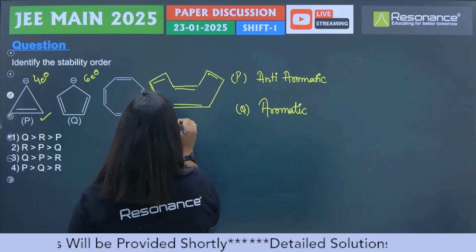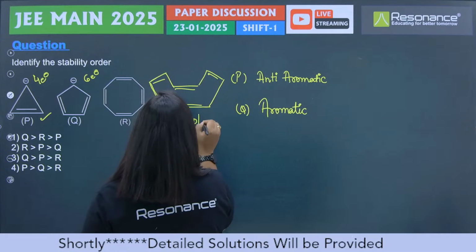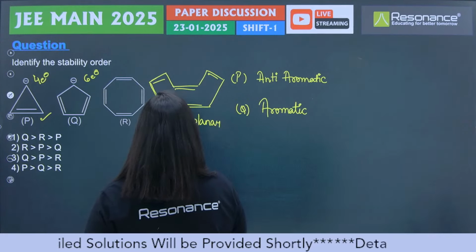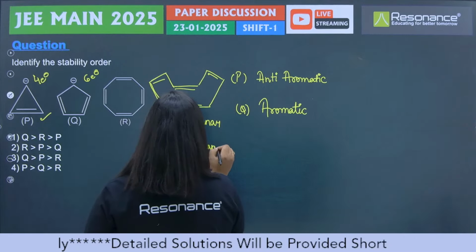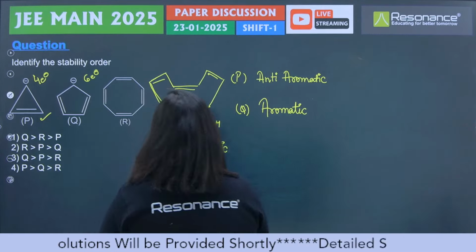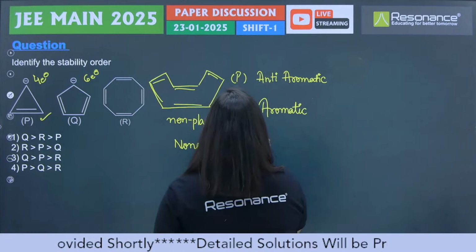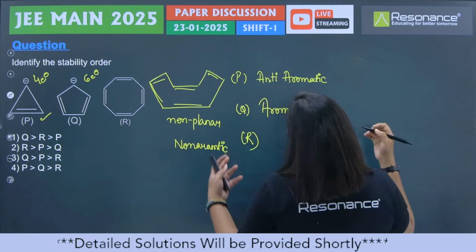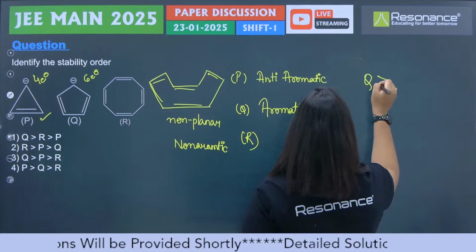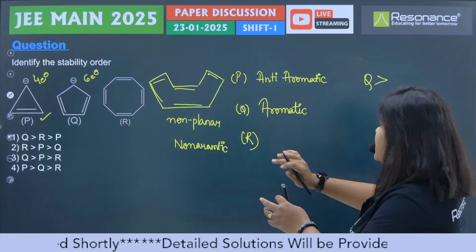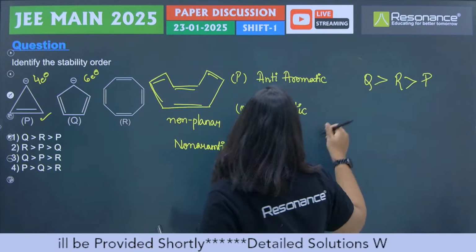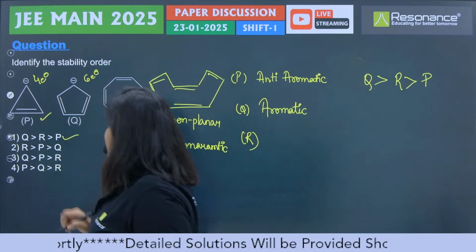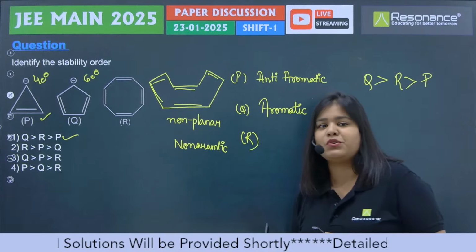So it comes under the category of non-planar, so it comes under the category of non-aromatic. Right, class? So what is the stability order? We know the stability order very well. Aromatic has the highest stability, then non-aromatic, that is R, then anti-aromatic is the least stable. So QRP, option 1, is correct.